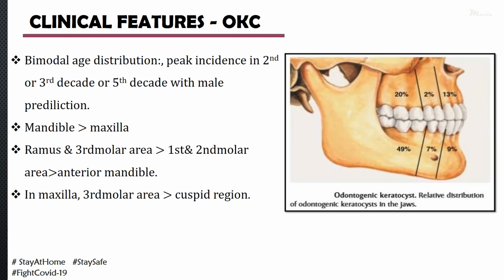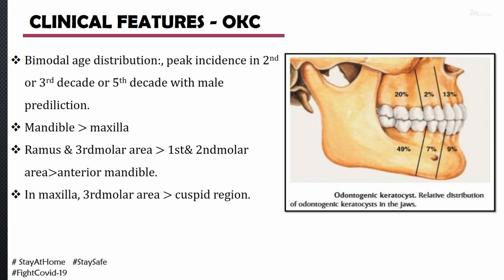The odontogenic keratocyst shows a bimodal age distribution, with a peak incidence in the second and third decade of life, and the second peak incidence is seen in the fifth decade of life. OKCs are more common in males as compared to females.